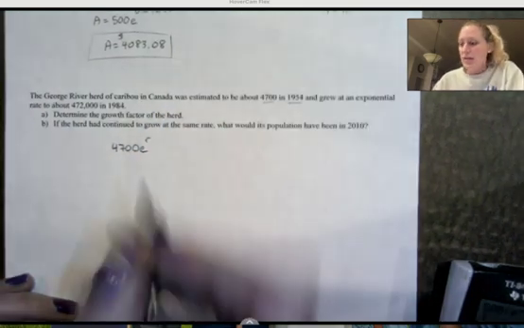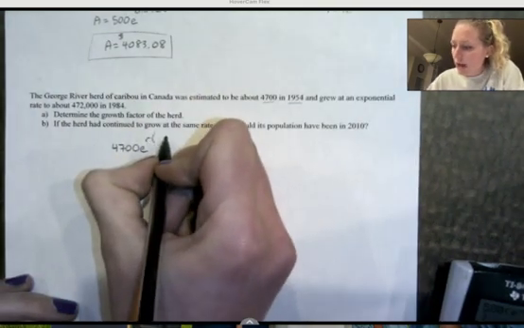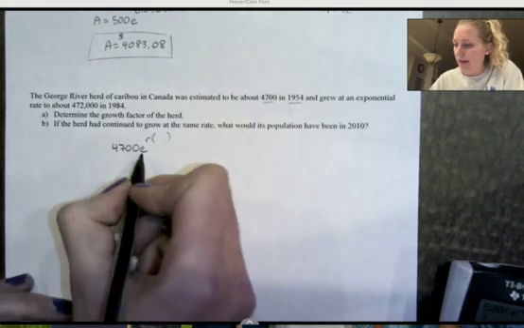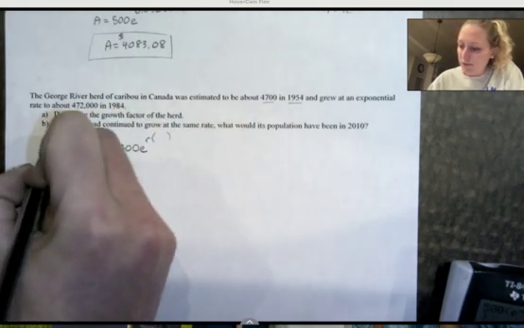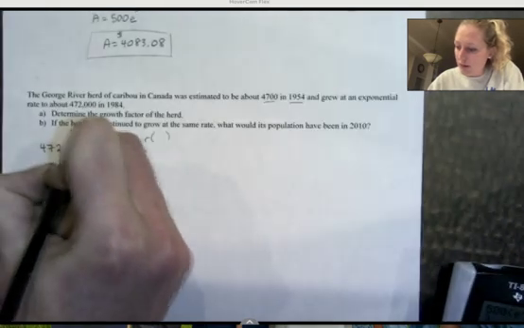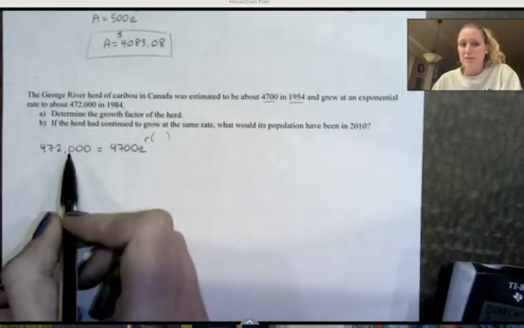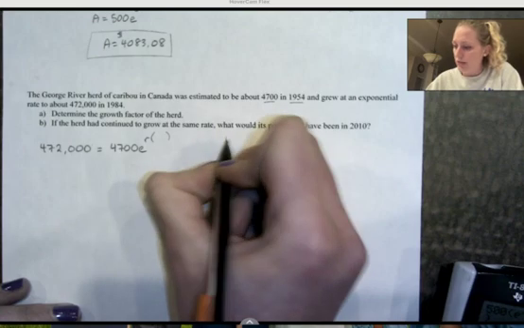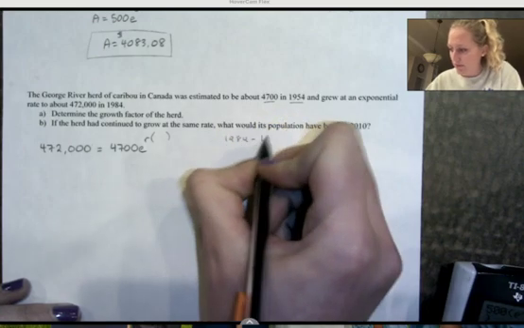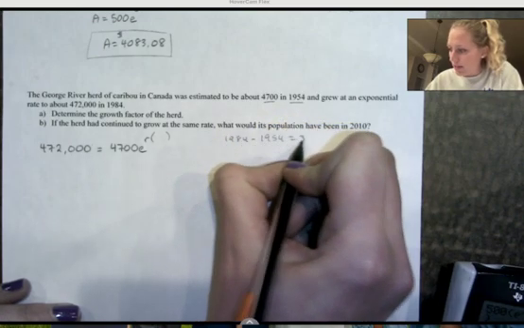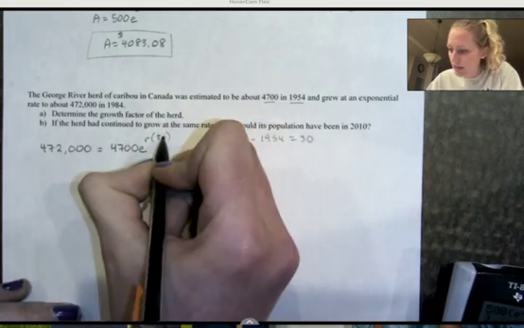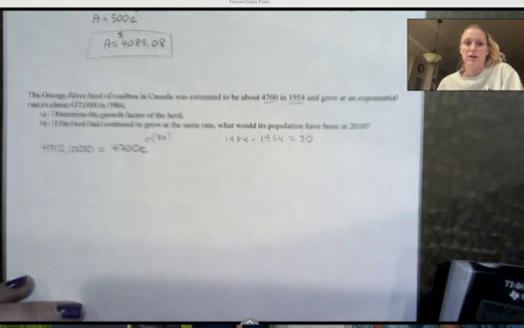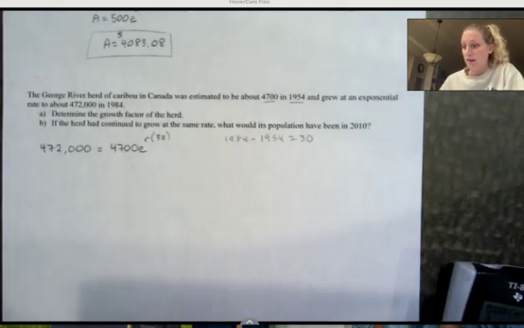I don't know the rate. Now time: I started at 4,700 and ended up at 472,000 caribou. After how much time did that happen? Well, I just need to do 1984 minus 1954 to get 30. So 30 years after starting at 4,700, I ended up at 472,000.